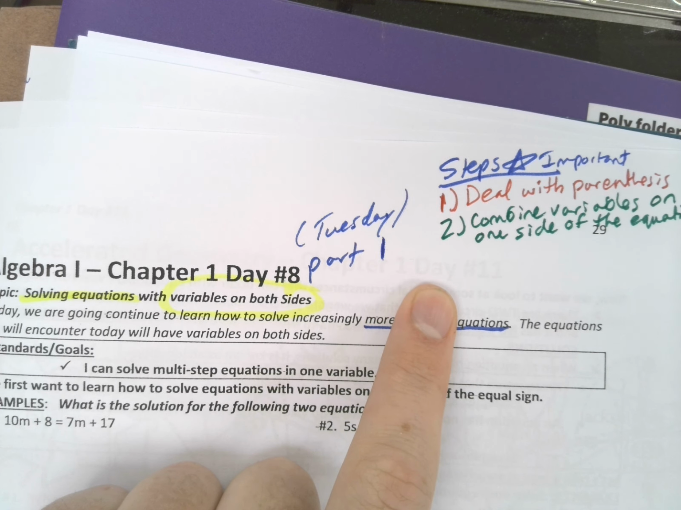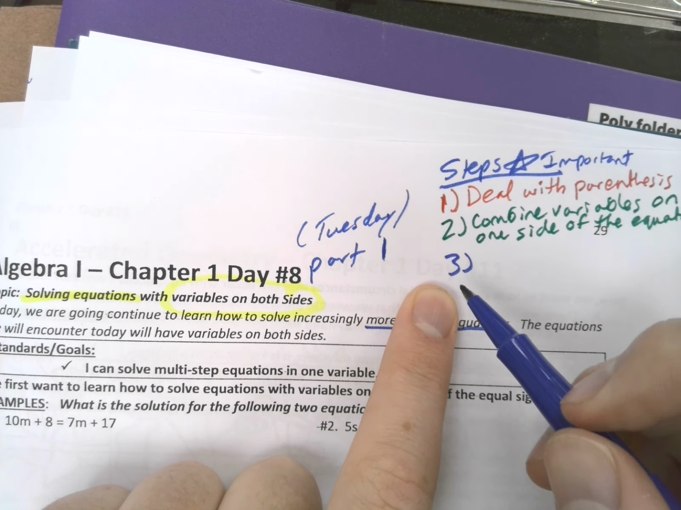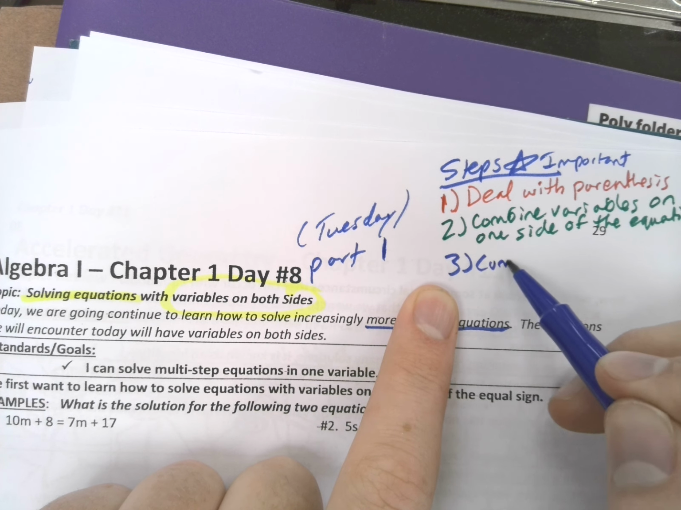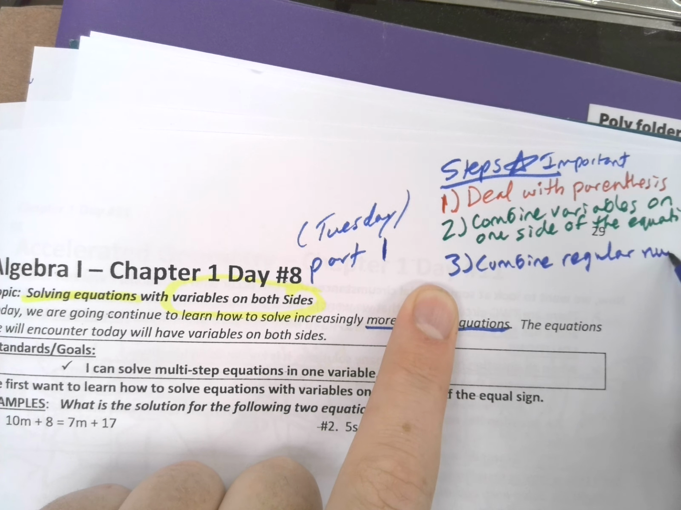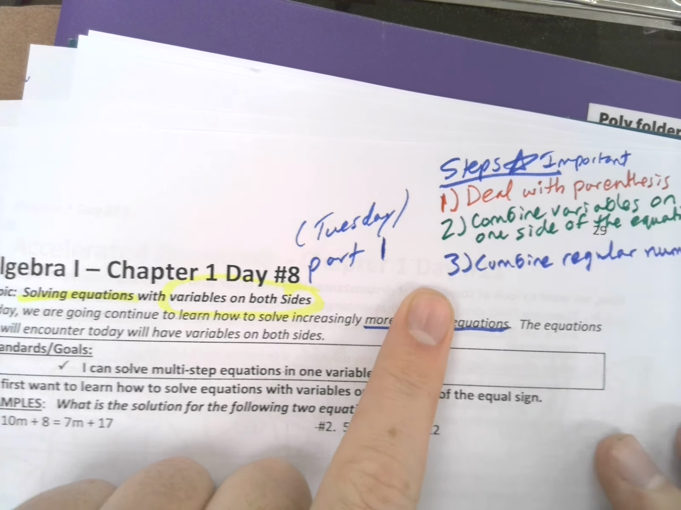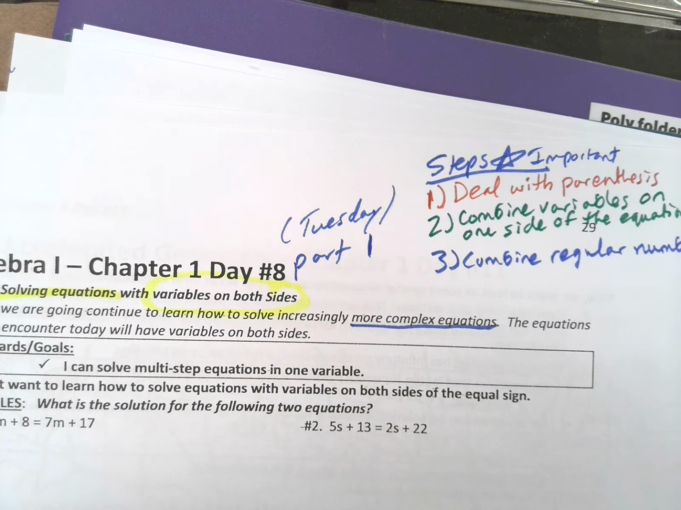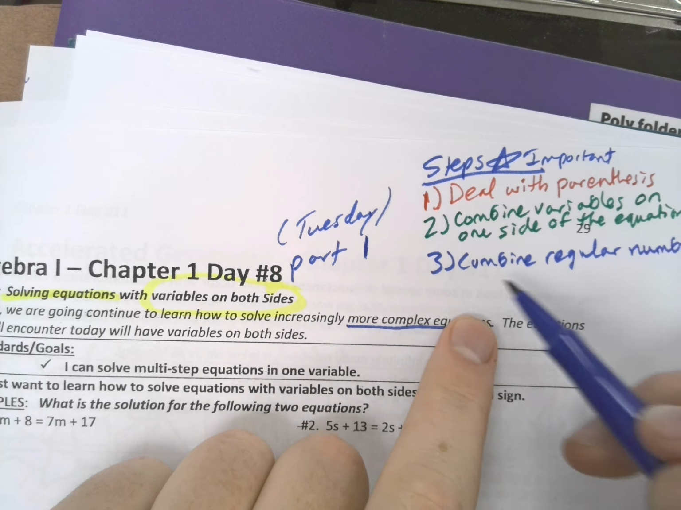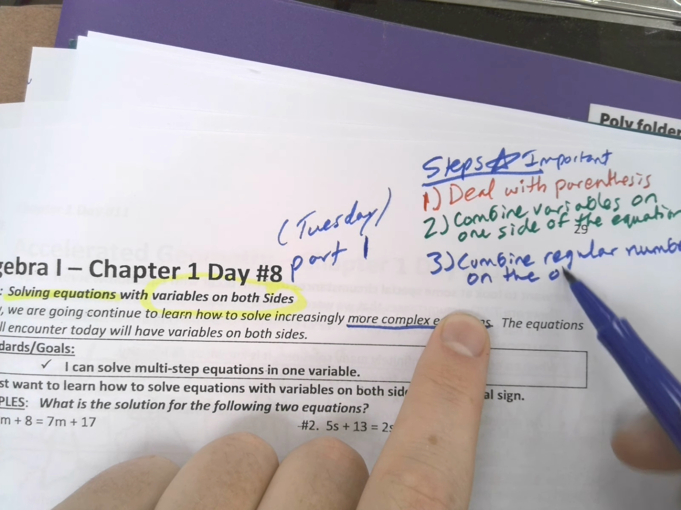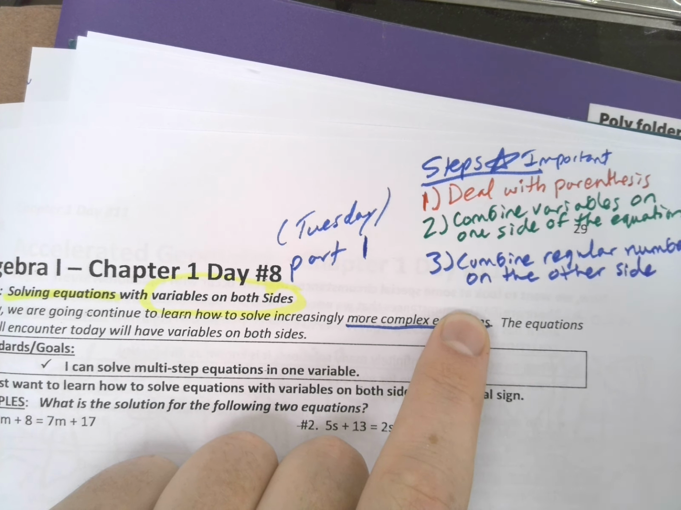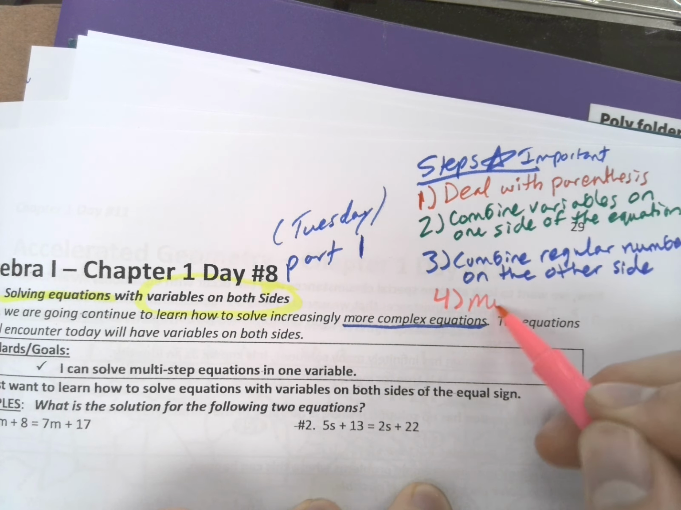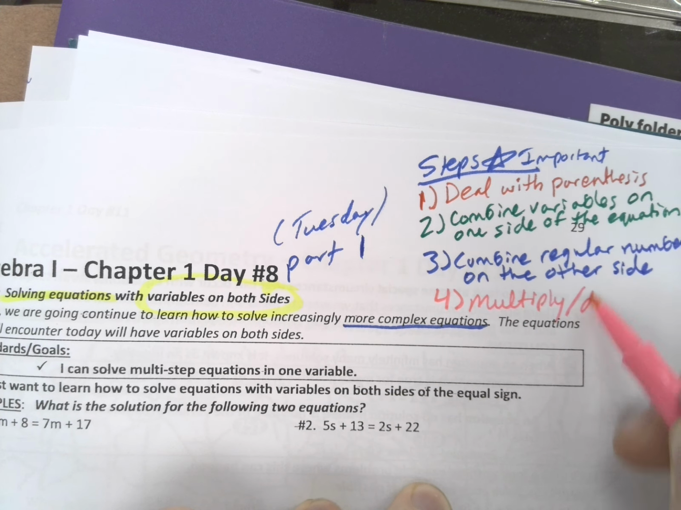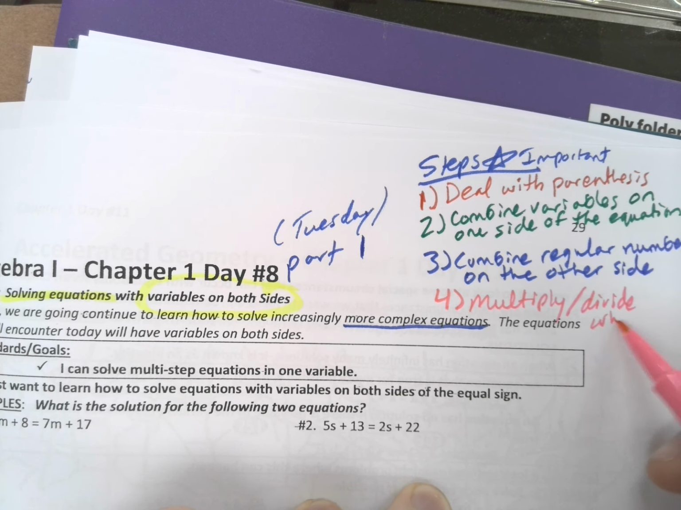So step 3, there's only 4 steps. Then you're going to combine regular numbers, like if there's just a 7, a plus 7 or a minus 8 showing out there, combine those regular numbers on the other side. And then finally, step 4, you're just going to multiply or divide whatever is attached to the variable.